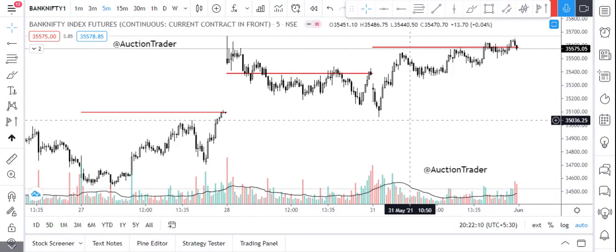So today I'll be touching upon what is a high volume node. As you must have seen in the banner also, basically high volume node or HVN is a concept from volume profile, and it says what is the maximum volume that happened at a given particular price.